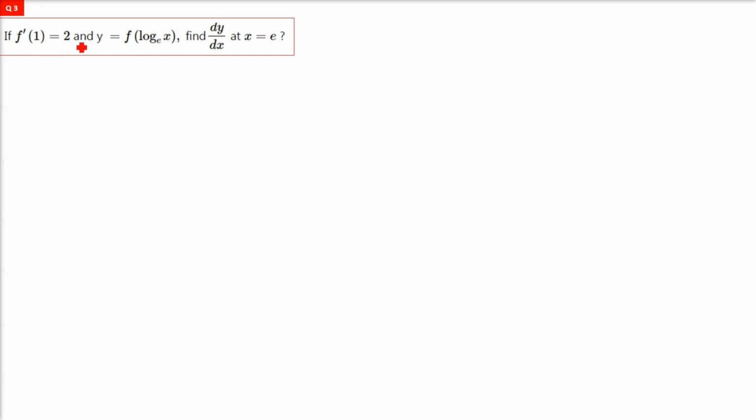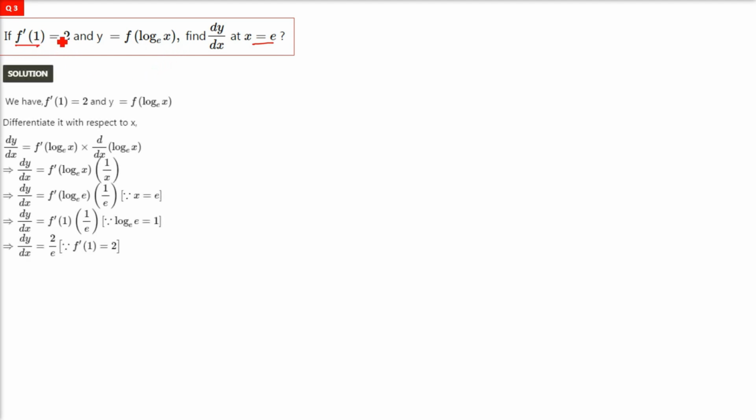f'(1) is equal to 2 and y is equal to f of log base e of x. We have to find out dy by dx at x equals e. So what will you get? f'(1) is already given, f'(1) is 2. We have to differentiate y. dy by dx is the differentiation of f, and in the bracket we have log x.